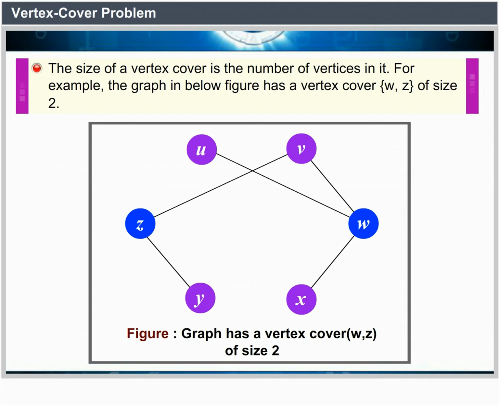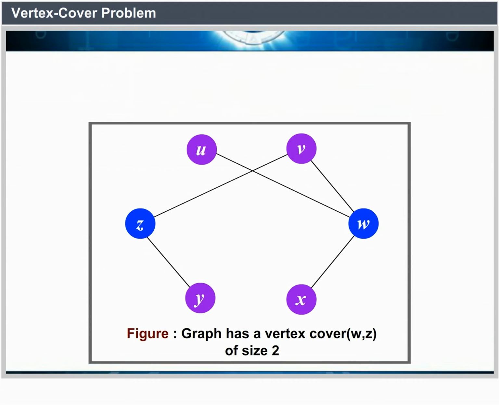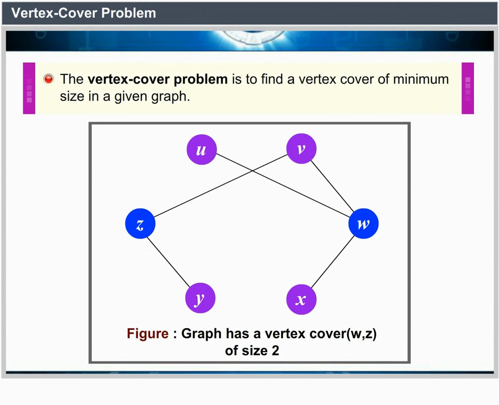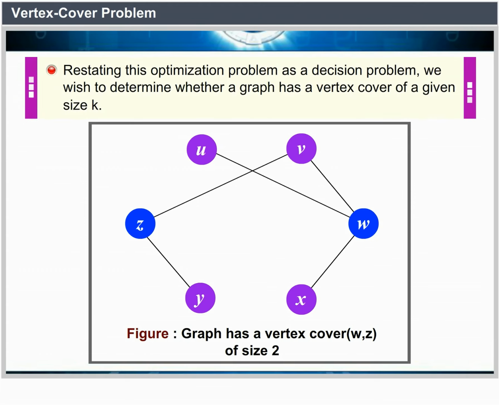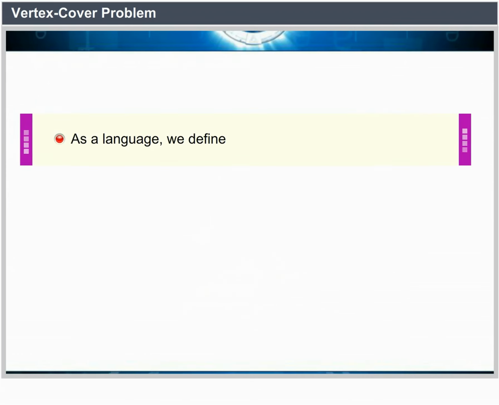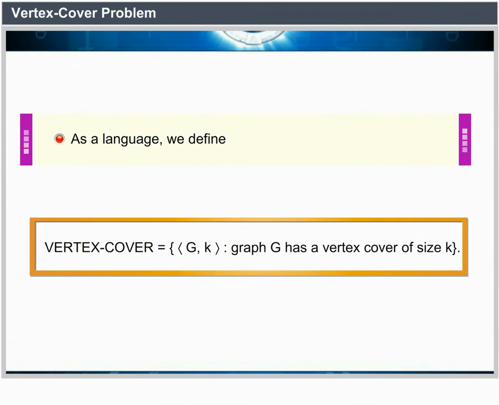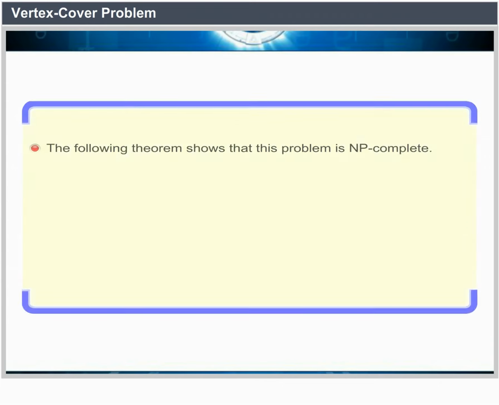The vertex cover problem is to find a vertex cover of minimum size in a given graph. Restating this optimization problem as a decision problem, we wish to determine whether a graph has a vertex cover of a given size K. As a language we define VERTEX-COVER = {⟨G, K⟩ : graph G has a vertex cover of size K}. The following theorem shows that this problem is NP complete.